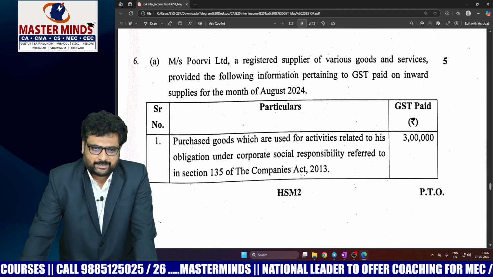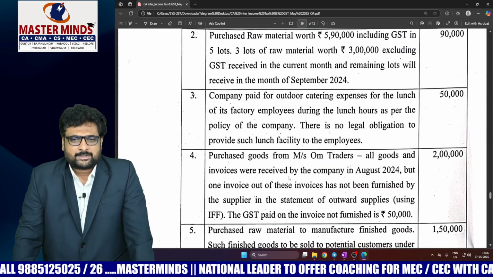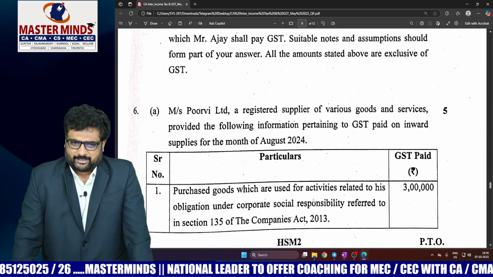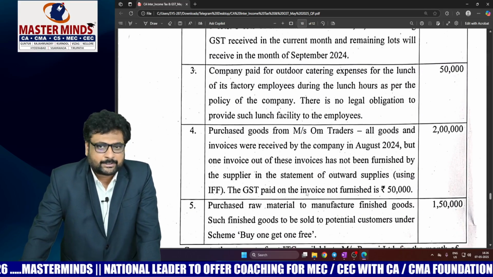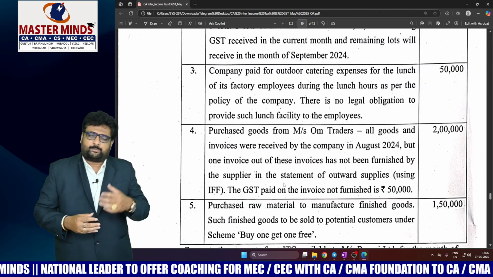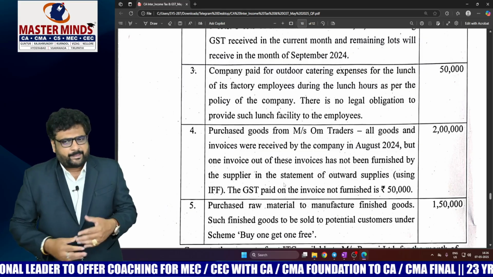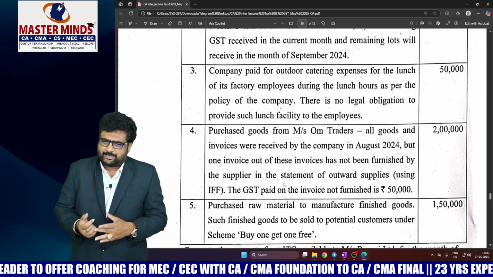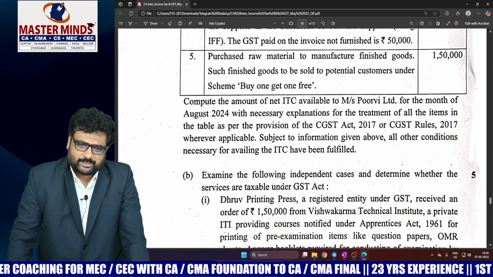And 6A is actually based on ITC is allowed or not allowed. So it was the latest amendment, I think, CSR responsibility, section 17(5) blocked credit in fact. So these points were there with respect to Q B also, but each point was there in different questions, ma'am. If you are having the conceptual clarity, definitely it is easy for the people. So definitely I can say this one is moderate.